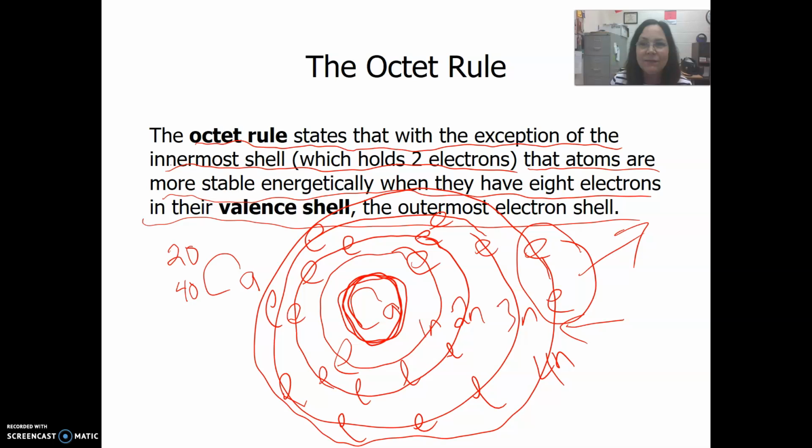it is already filled. So here's how you would word it. When calcium loses 2 electrons, it becomes stable. It becomes chemically stable, because of the octet rule. I'm going to do one more for you.